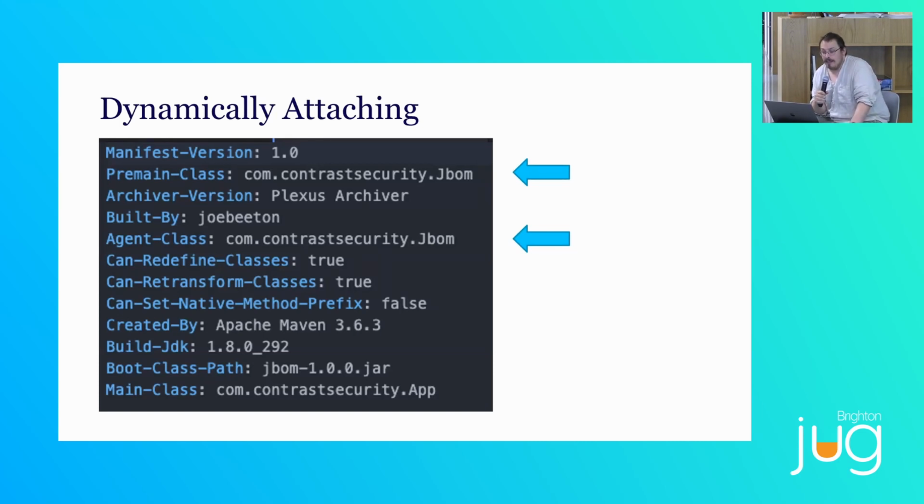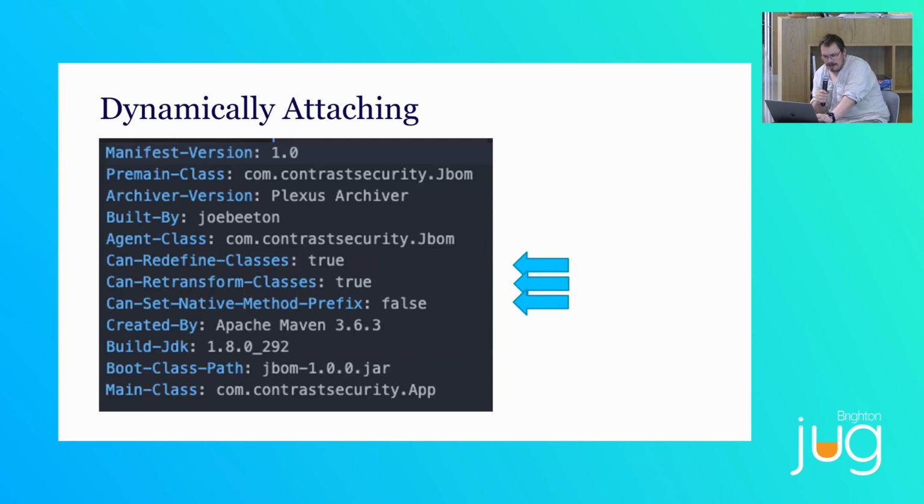Anyone's like, yes, attached. So when it's attached statically, it uses a different method name of premain, and so that's what's used here. And you have the class mentioned of control security JBOM, which will be coming up in a minute. You also have a few extra permissions. Can redefine class and can transform class are similar.